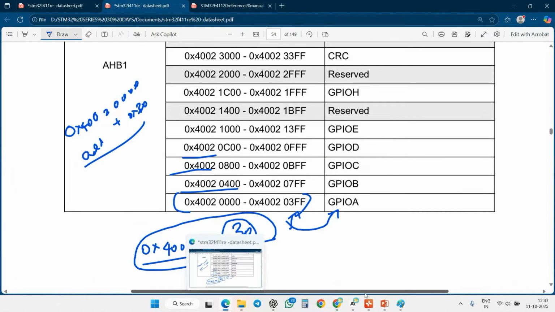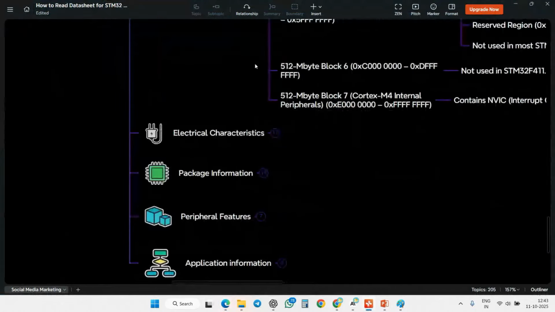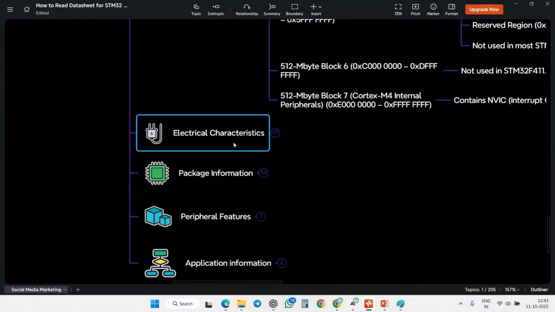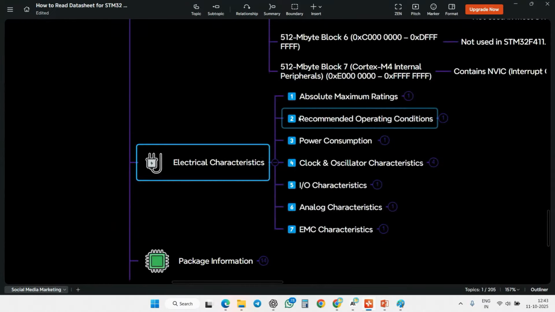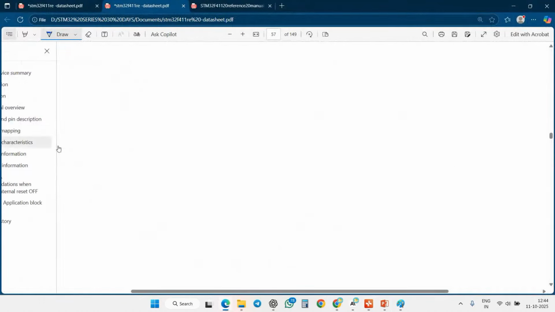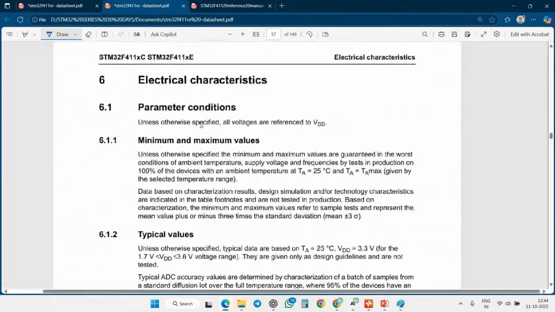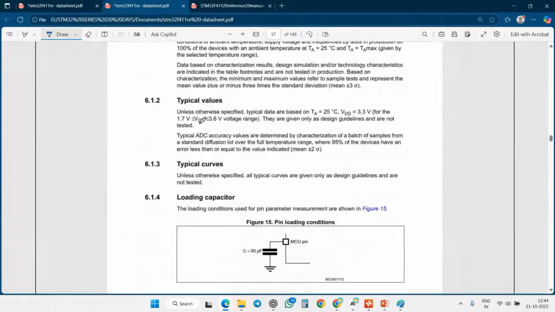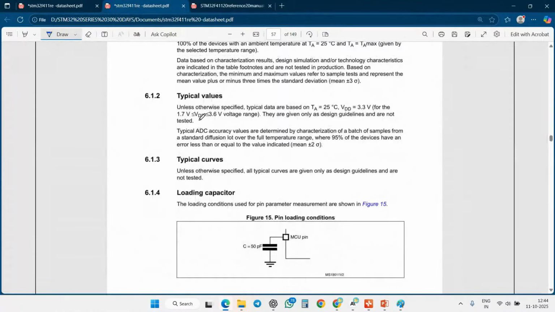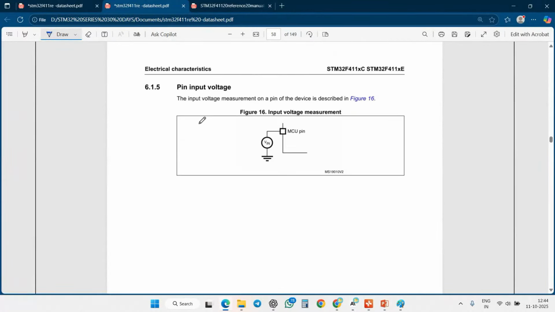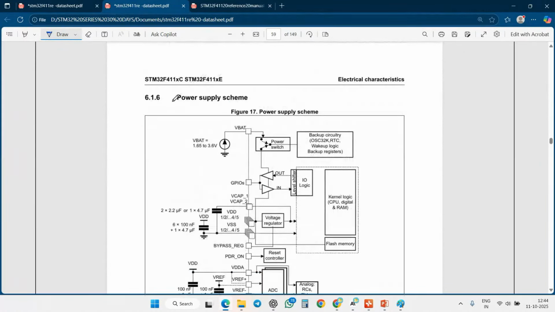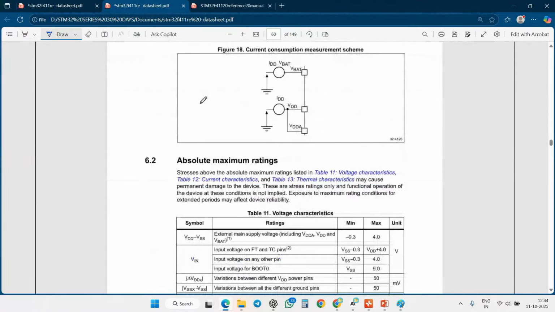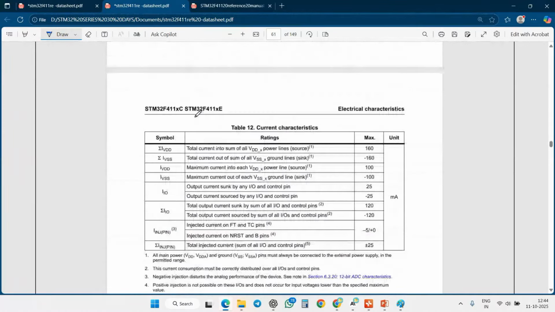And next, we are going to discuss the electrical characteristics. So what are these electrical characteristics? If you have to take the data, you read it from the electrical characteristics here. Each and everything you are going to read here, like how much voltage the ADC can take. You are going to read out everything.